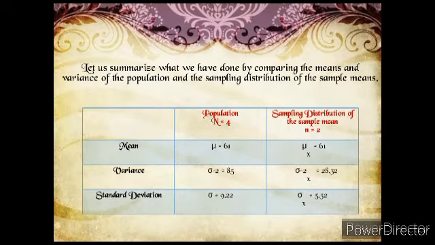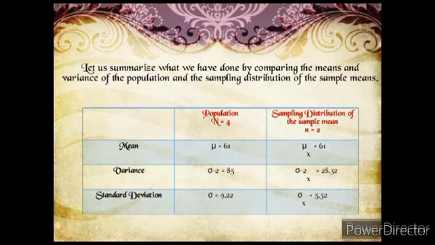Let us summarize what we have done by comparing the mean and the variance of the population and the sampling distribution of the sample means. On the population, where n is equals to 4, the mean of the population is equals to 61, the variance of the population is equals to 85. I almost forgot. You can get the standard deviation by looking for the square root of the variance. So the square root of 85 is 9.22. So the standard deviation of the population is equals to 9.22.